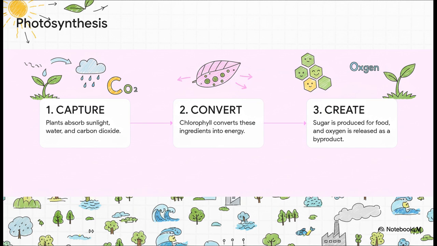Plants capture sunlight, water, and CO2. Then their chlorophyll converts these simple ingredients into glucose, a sugar that feeds the plant, and, as a pretty vital byproduct for us, releases the oxygen we breathe.